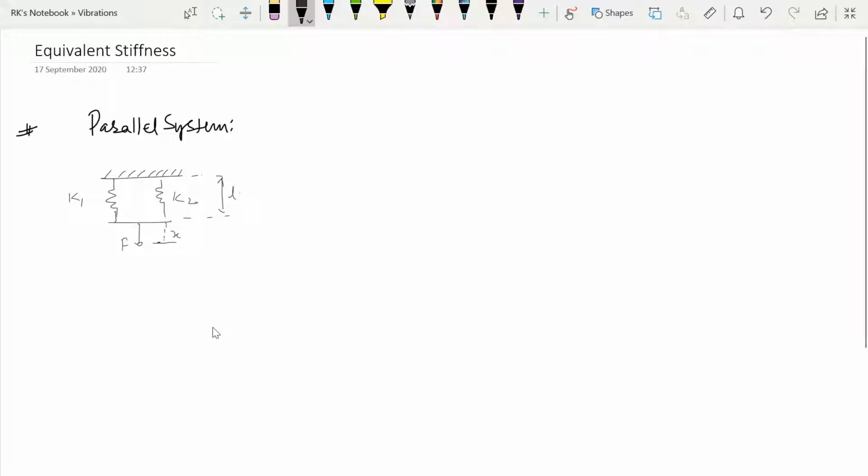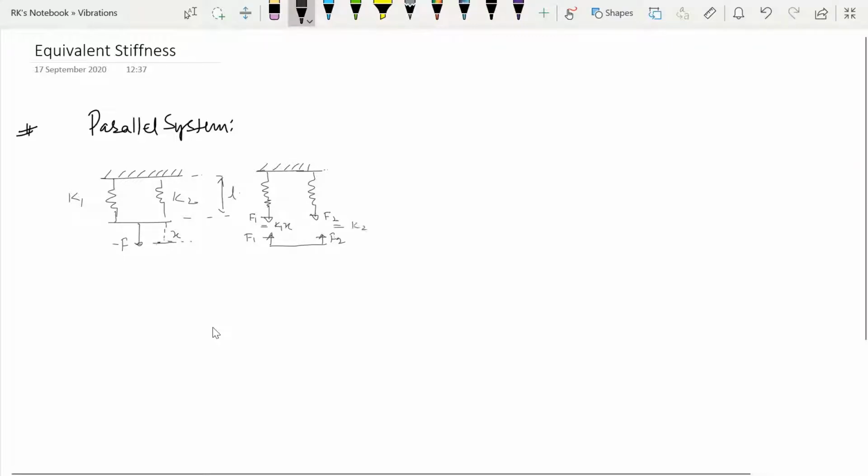This is X, right? Now if we draw the free body diagram of this system, it will be something like this. This spring will experience a force F1 and this one will experience a force F2. Here force F1 is equal to K1 x and F2 is equal to K2 x, and this is the external force F, right?